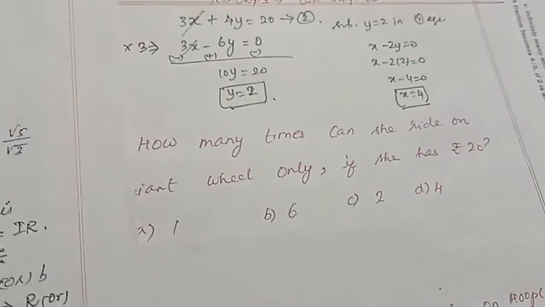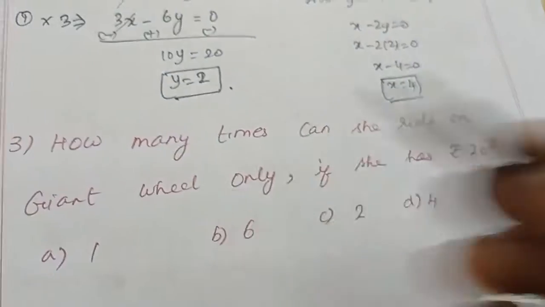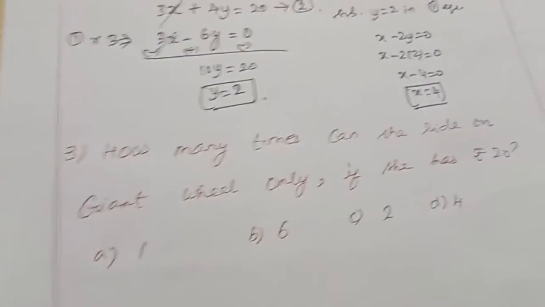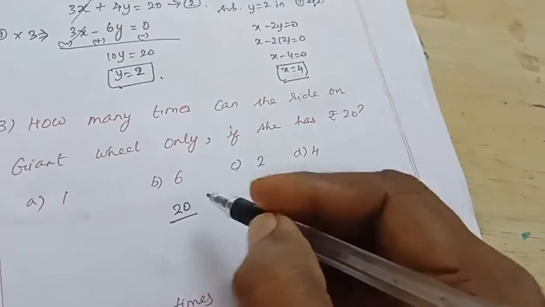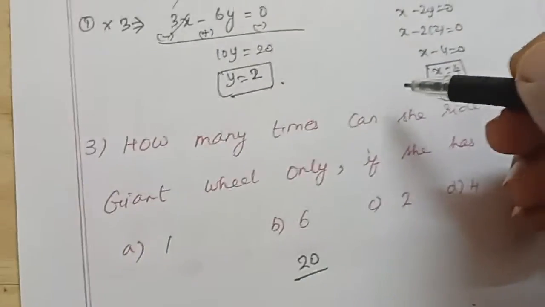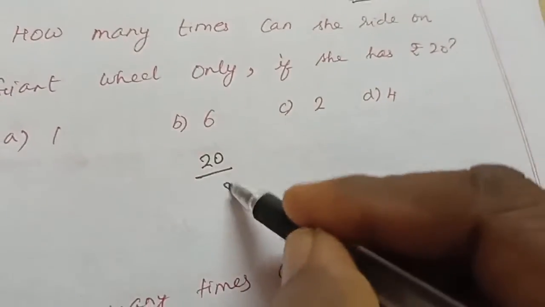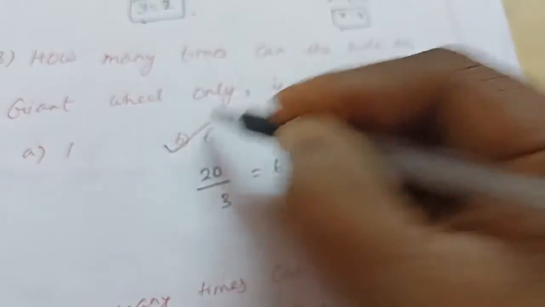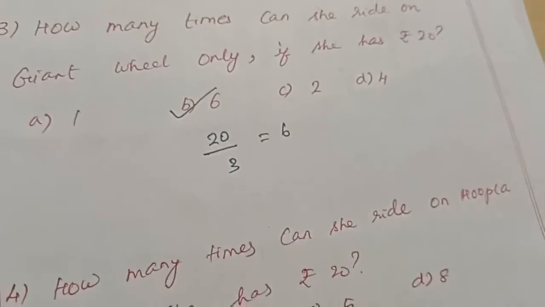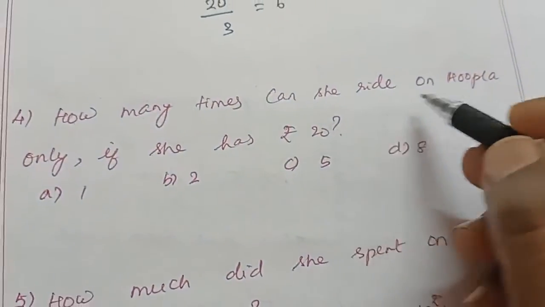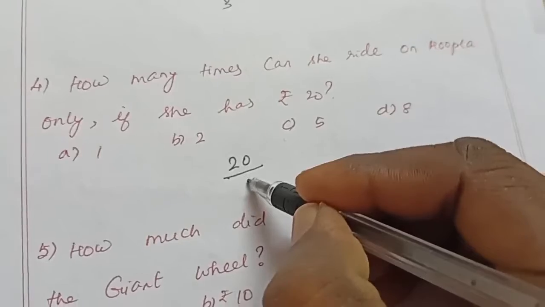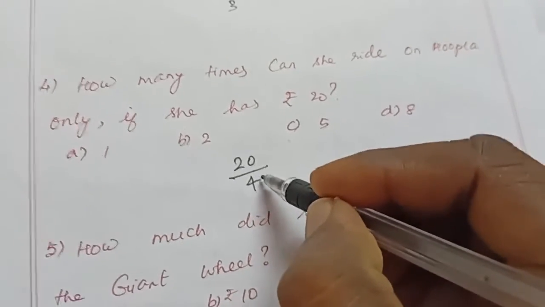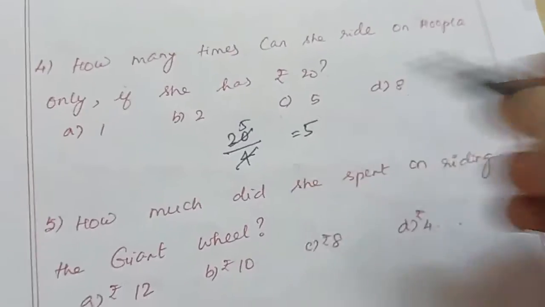Third question: how many times can she ride the giant wheel only if she has 20 rupees? For the giant wheel, one time is 3 rupees. So completely we can get 6 times, and she has some remaining amount also. Fourth: how many times can she play hoopla only if she has 20 rupees? Hoopla is 4 rupees each. 4 ones are 4, 4 fives are 20. So completely 5 times she can play.